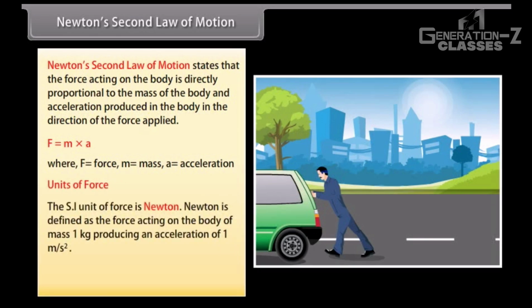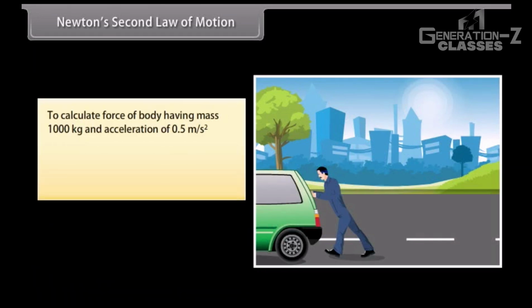The SI unit of force is Newton. Newton is defined as the force acting on a body of mass 1 kg producing an acceleration of 1 meter per second square. The unit is equal to kilogram meter per second square, or Newton. To calculate the force on a body having mass 1000 kg and acceleration of 0.5 meter per second square, F is equal to 1000 into 0.5, which is equal to 500 Newton, or kilogram meter per second square.